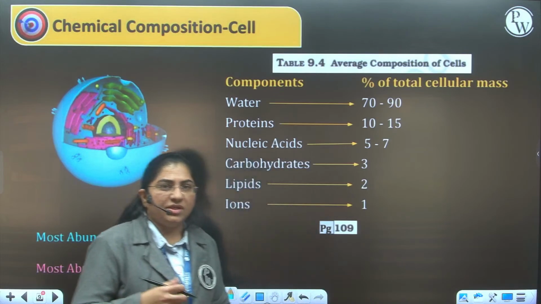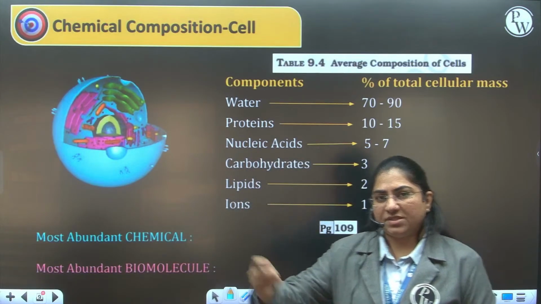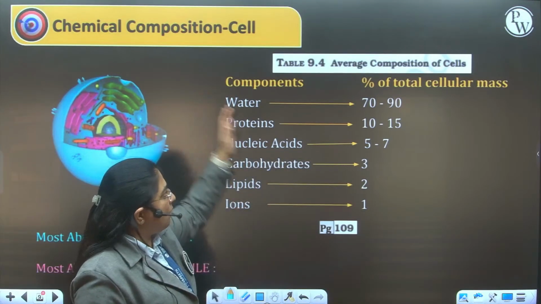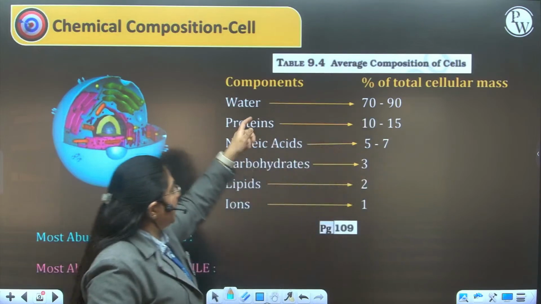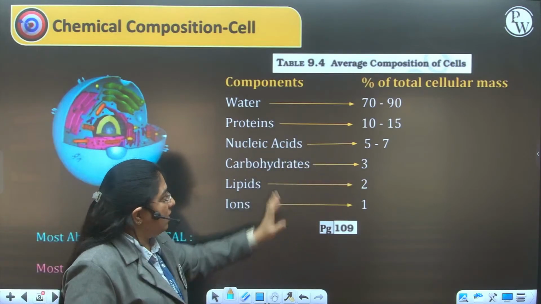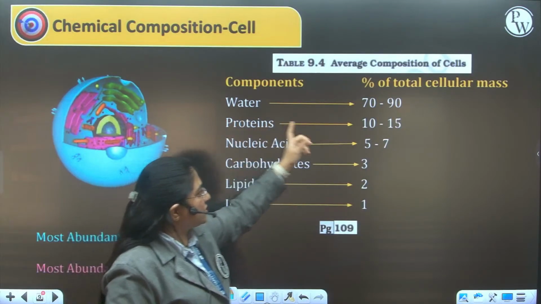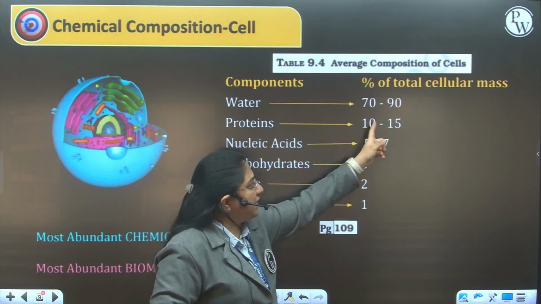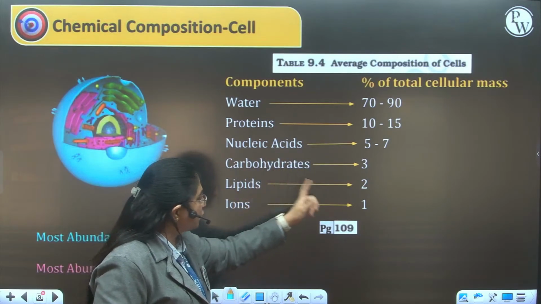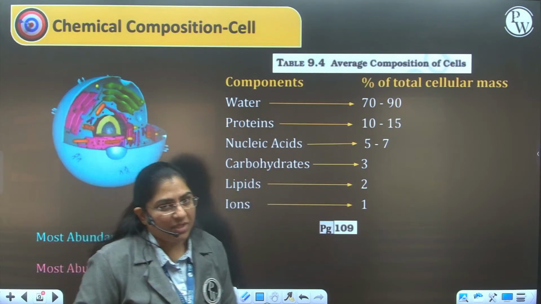Now here we are going to talk about our human body and the living organism's body. If we are talking about the living organism's body, we know everybody is made up of cells. Every living organism has the simplest basic unit of life, that is the cell. What are the components of the cell? If we see the components and their percentage within the cell, we can see that water is the most abundant chemical in the cell, forming 70 to 90% of the total cell. Proteins, the next most abundant organic matter, have 10 to 15%, nucleic acids 5 to 7%, carbohydrates 3%, lipids 2%, and ions 1%. This is an entire table given in the NCERT as table 9.4.